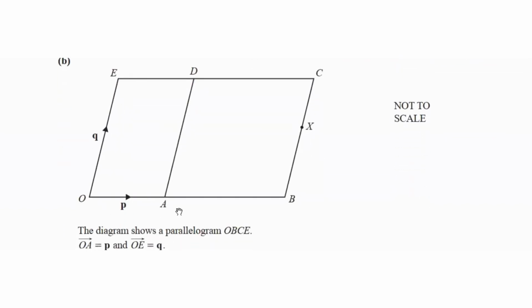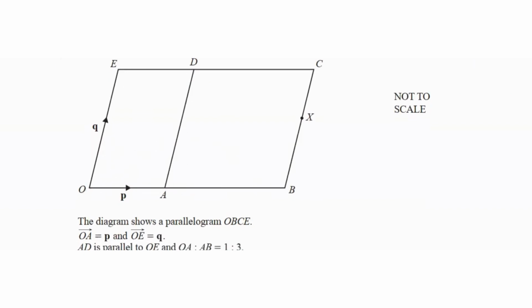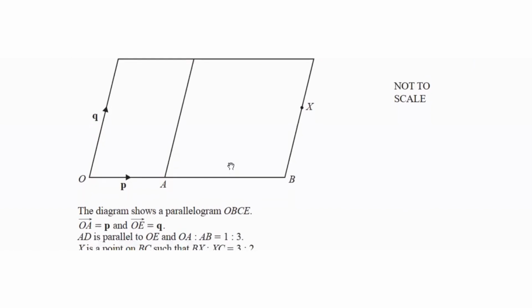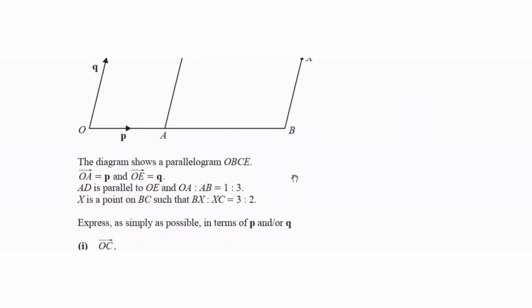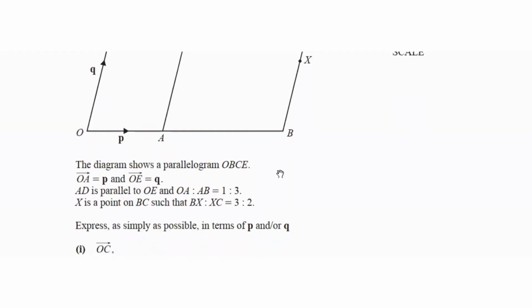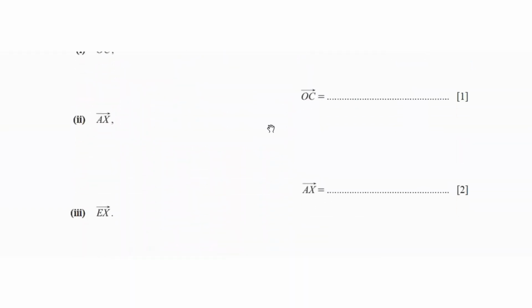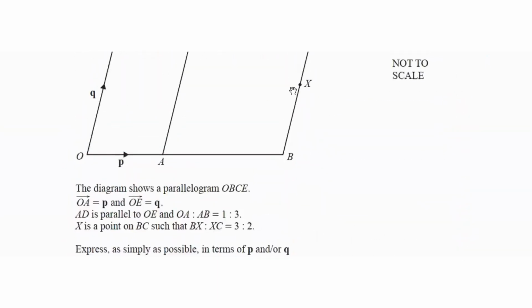Part B says the diagram shows a parallelogram OBCE. OA is P, OE is Q. AD is parallel to OE. OA to OB is 1 ratio 3. X is a point on BC such that BX to XC is 3 ratio 2. Express as simply as possible in terms of P and or Q, OC, AX, and EX.